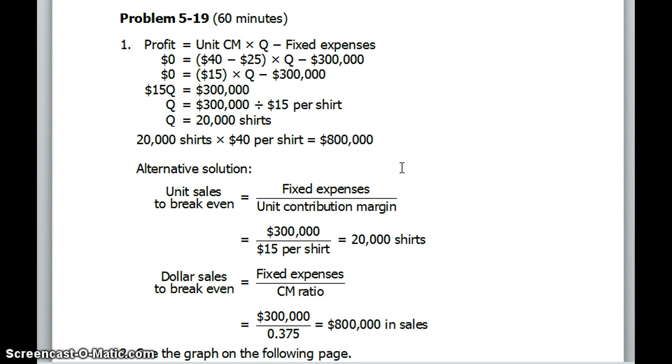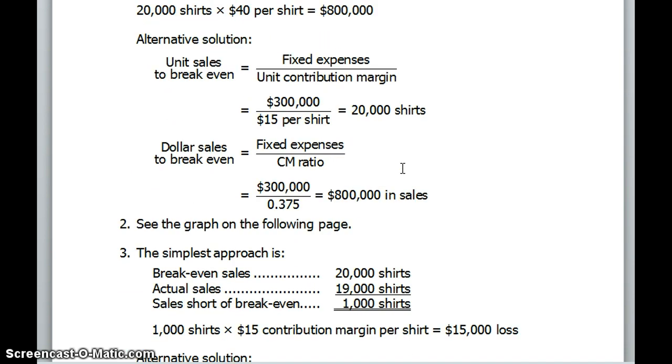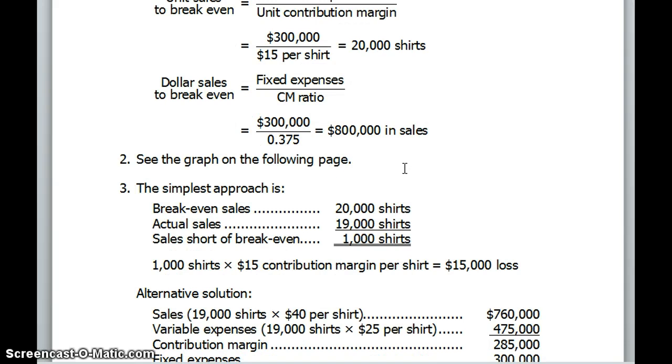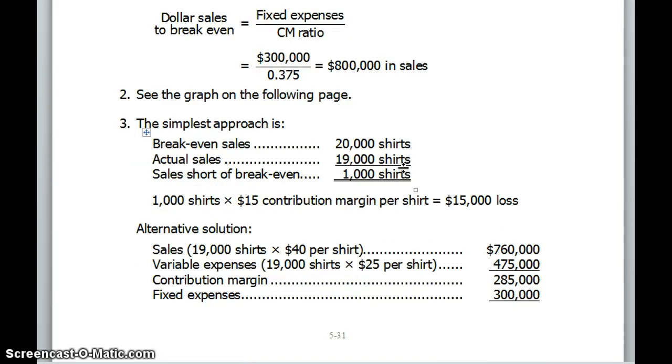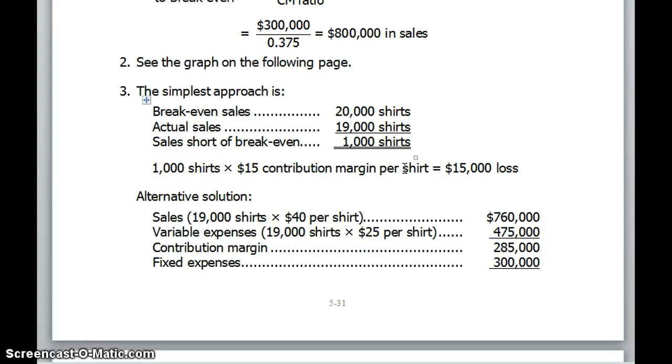Okay, part 2 deals with a graph. They ask you to prepare a CVP graph. That can be reviewed by you in the solution manual. I'm not particularly hung up on that, and you don't need to worry about that too much.